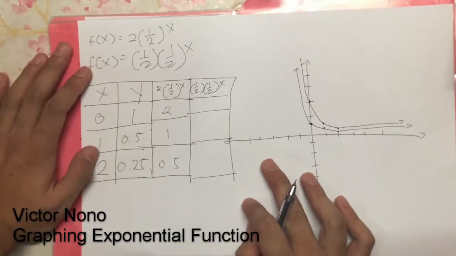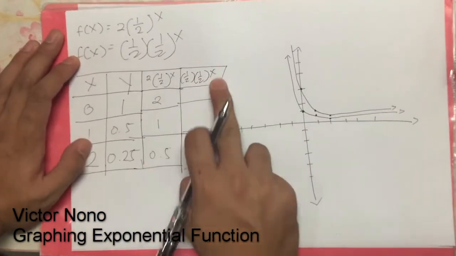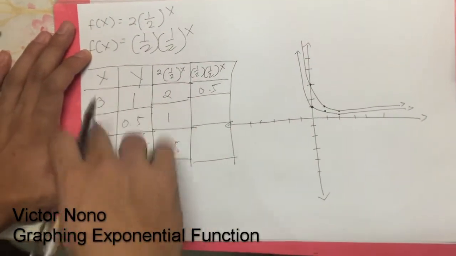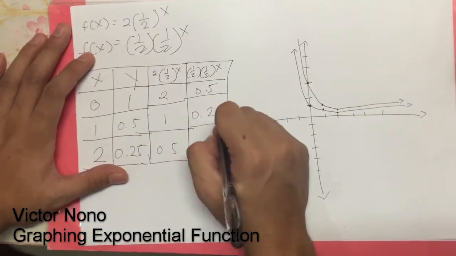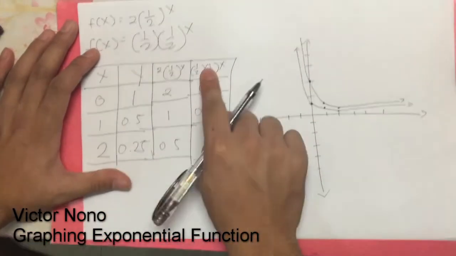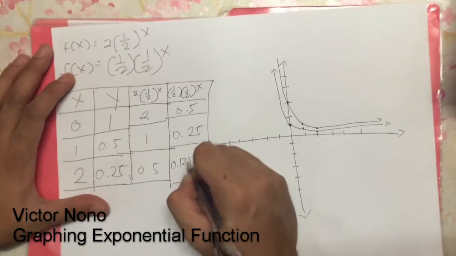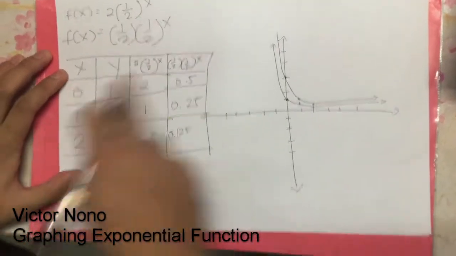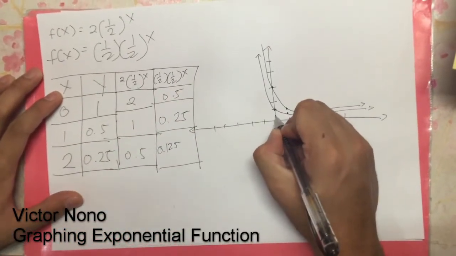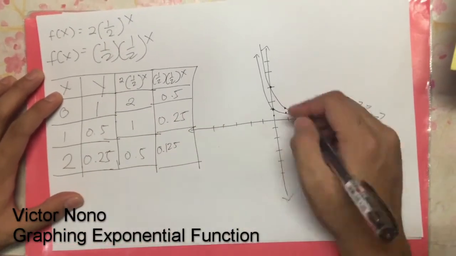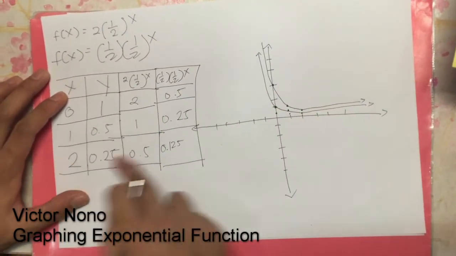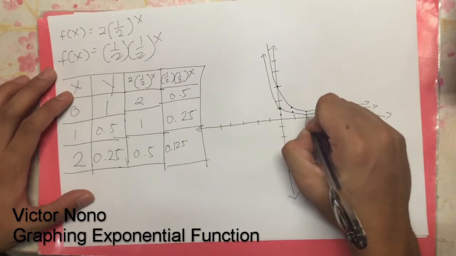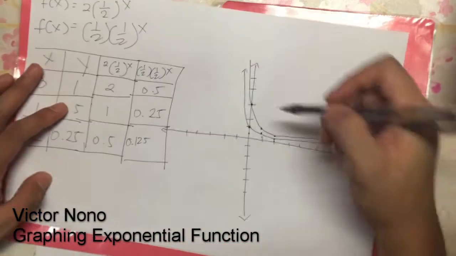As we did a while ago, we will always just substitute the value of x to this function. So if you substitute 0, we will get 0.5. If you substitute 1 to this function, we will get 0.25. And if you substitute 2, we will get 0.125. So let's graph 0 and 0.5, 1 and 0.25, 2 and 0.125 or 0.13. So the line will be like this.